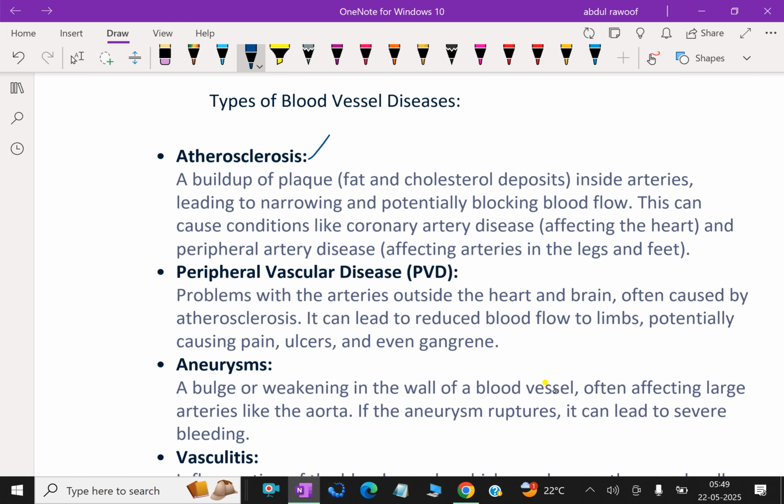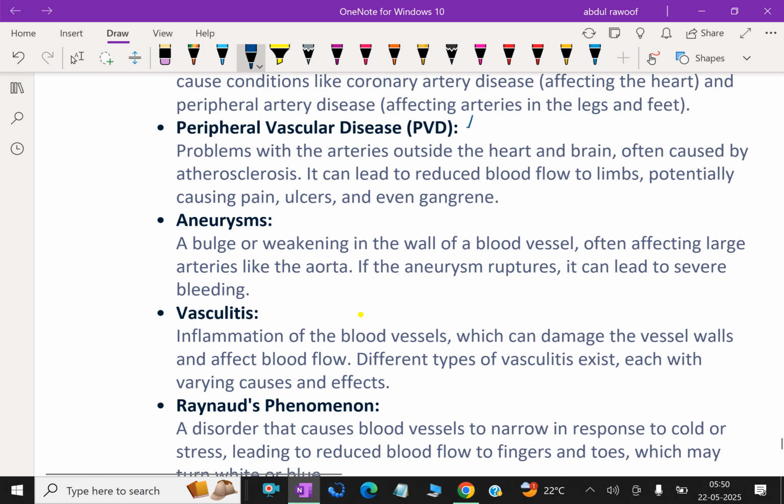Atherosclerosis, a buildup of plaque. And what is a plaque? Fat and cholesterol deposits inside arteries, leading to narrowing and potentially blocking blood flow. This can cause conditions like coronary artery disease affecting the heart and peripheral artery disease affecting arteries in the legs and feet.